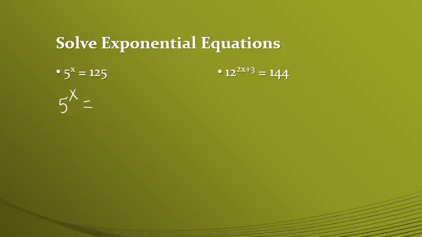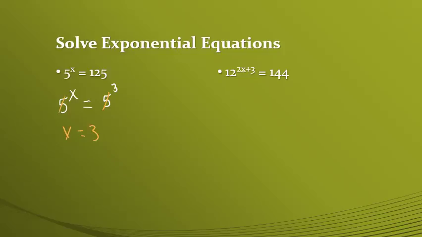Well, 125 divided by 5 is 25, and 25 divided by 5 is 5. So 5 times 5 times 5 equals 125. 5 times 5 is 25. 25 times 5 is 125. And so I've got 125 is the same as 5 cubed. Now I can just cancel my bases, and I'm left with x is equal to 3.